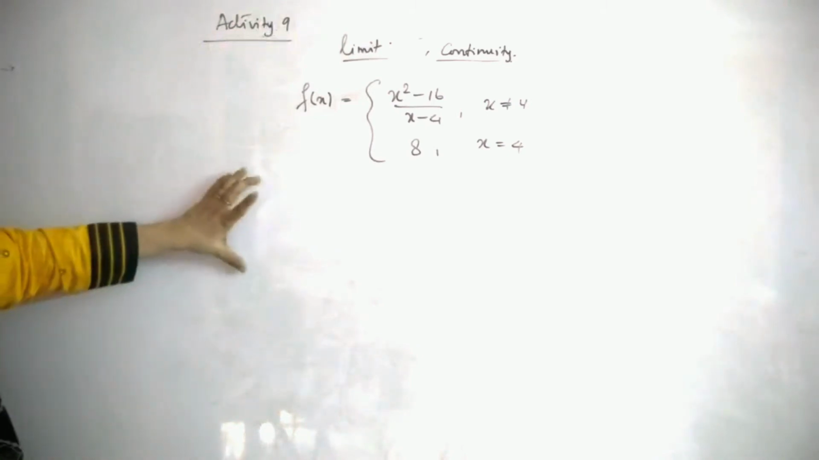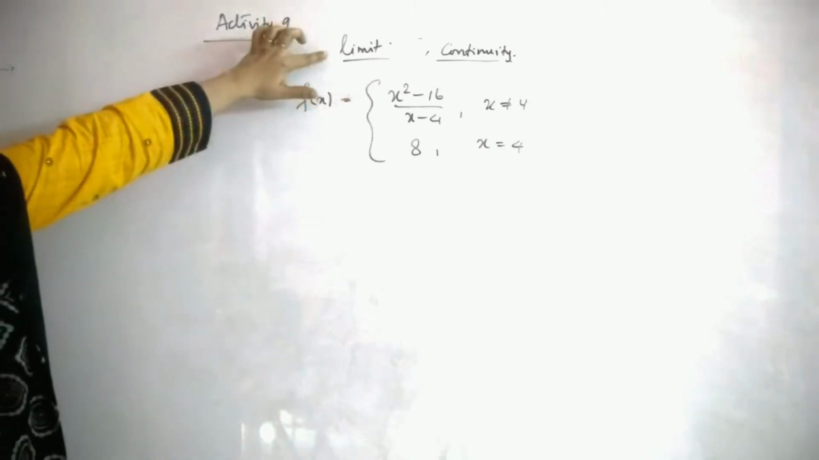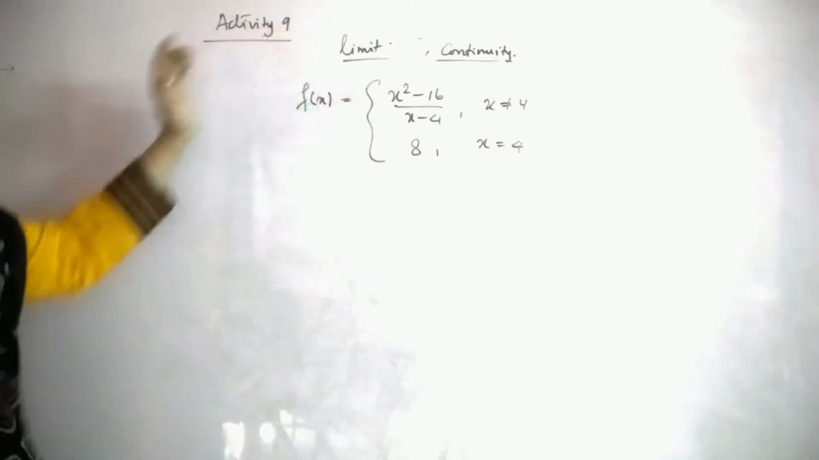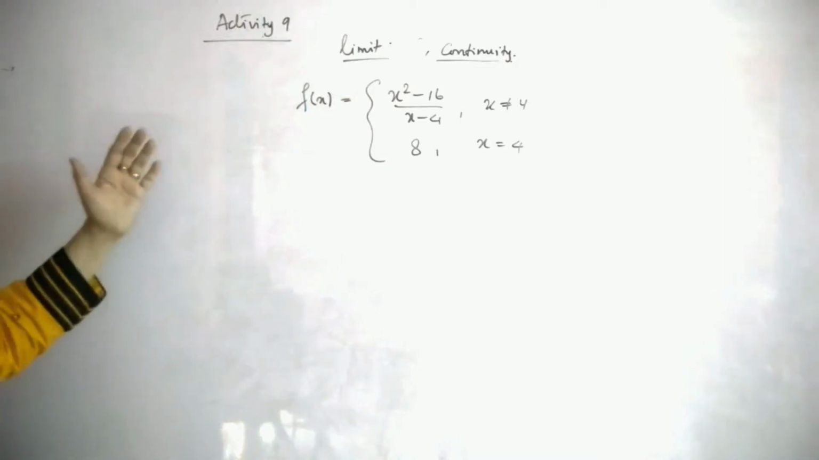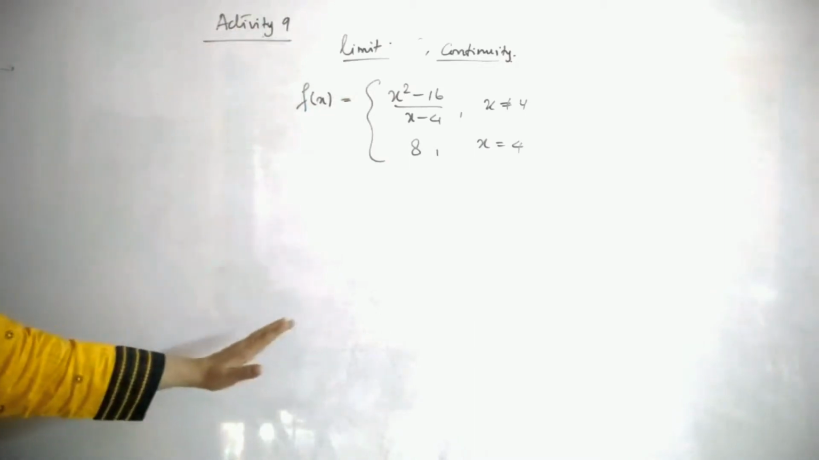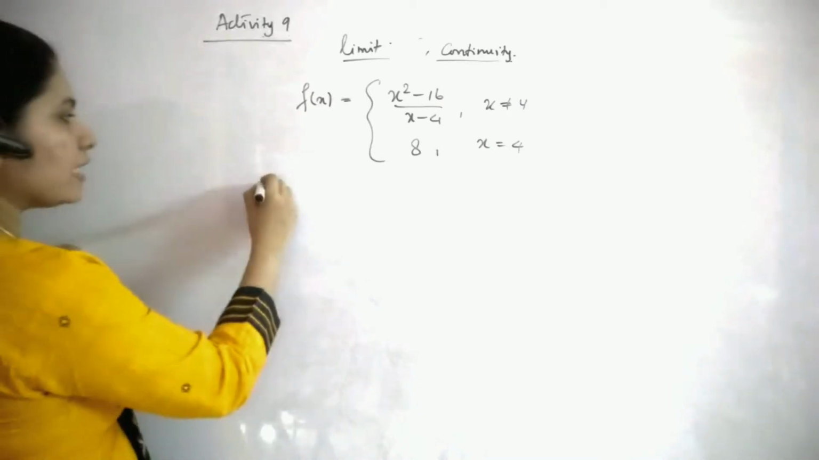Again, for the existence of a limit, we need the left hand limit equal to the right hand limit, and continuity will give you left hand limit equal to right hand limit equal to the value at the point. So that's what we are checking here. First we will start with the left hand limit.